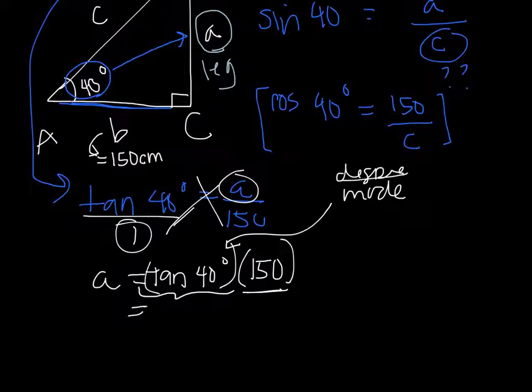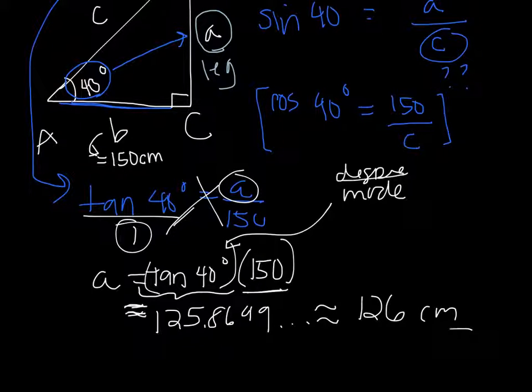So mine is 40 and then I'm going to hit tan, which is tangent. And on my calculator it says 0.839099 and so forth. But I'm just going to go ahead and hit times 150 because that's what I want. And I get approximately 125.8649 dot dot dot. And obviously they just want the whole numbers. So that would be 126 centimeters for A.